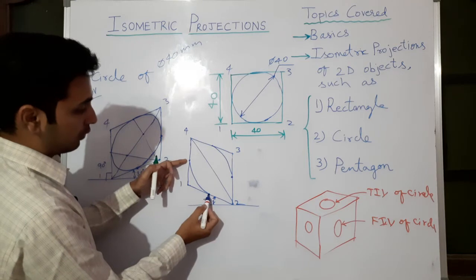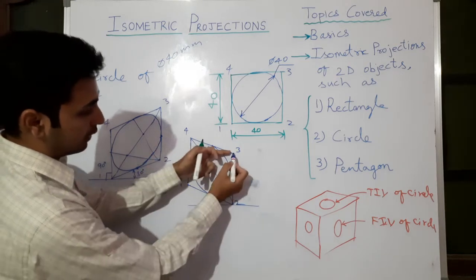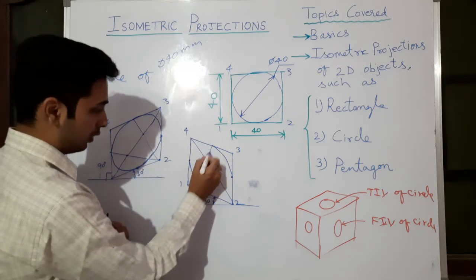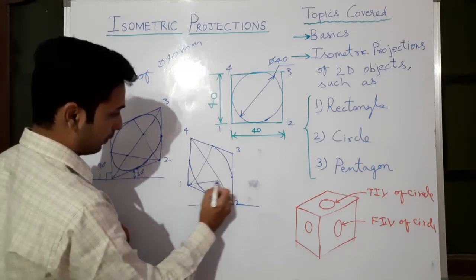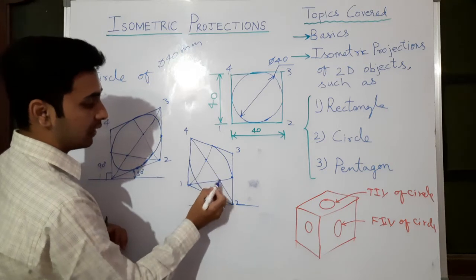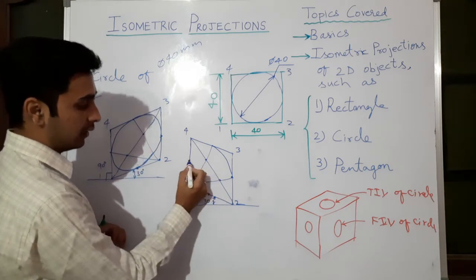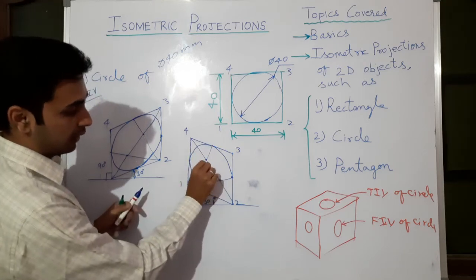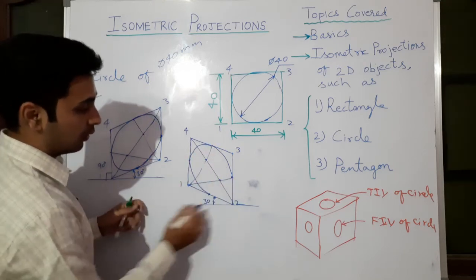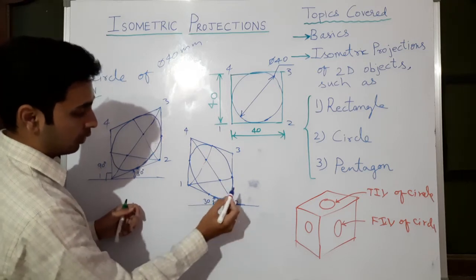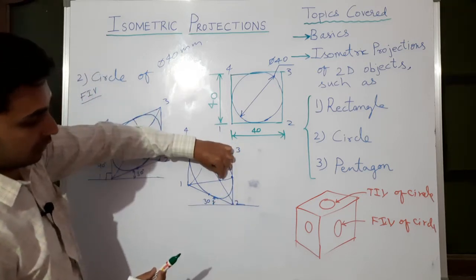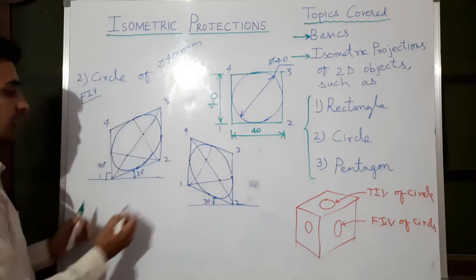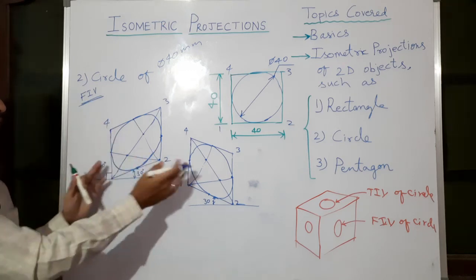Then take the endpoints of this arc at 3, or the endpoints of the arc at 1, either one as you wish. So I am taking it like this. Now here we are getting 2 more centers. Take this as a center, this is the radius, and draw an arc like this. Similarly here also, this is the center, the radius is this or this, then complete the remaining curve like this. So these two are the front isometric view of a circle.